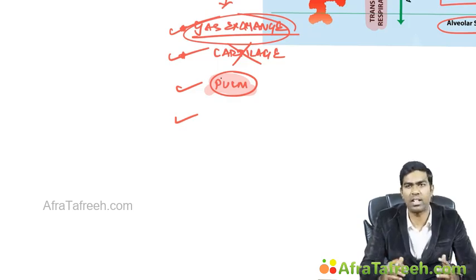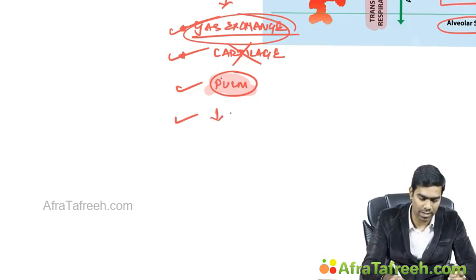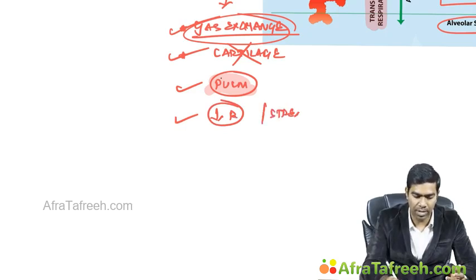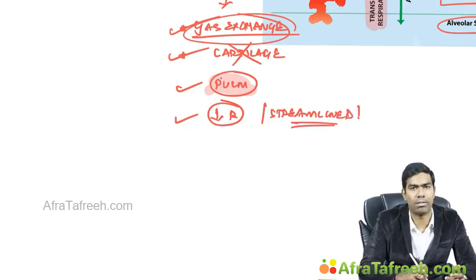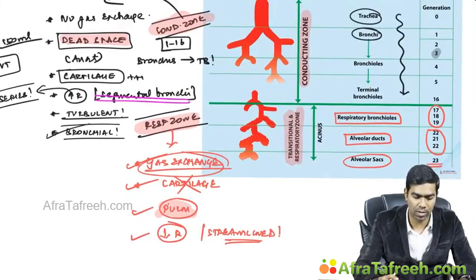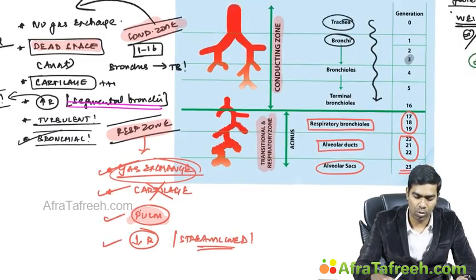And since they are arranged in parallel circuits, their resistance levels are extremely low. At the same time, you can see the flow will be streamlined, not turbulent here. The flow is going to be absolutely streamlined and it's not going to be turbulent. So these are some of the differences between the conducting zone and the respiratory zone.